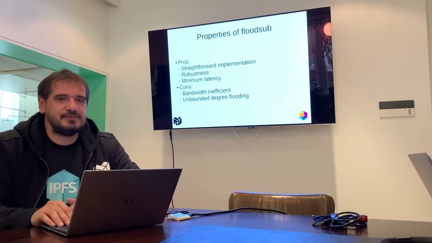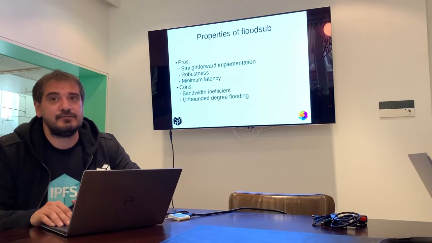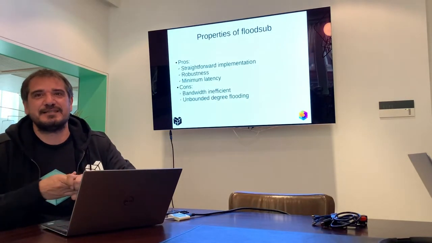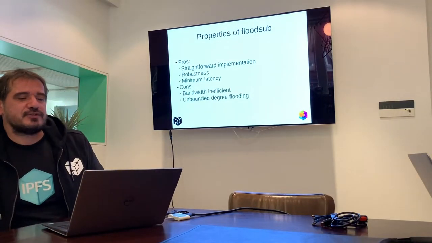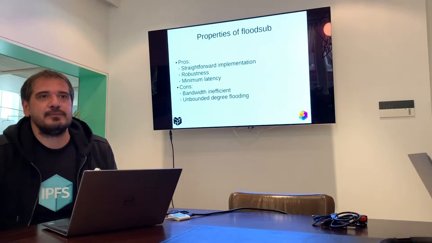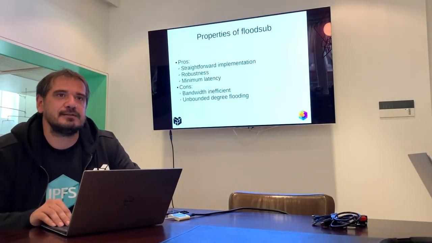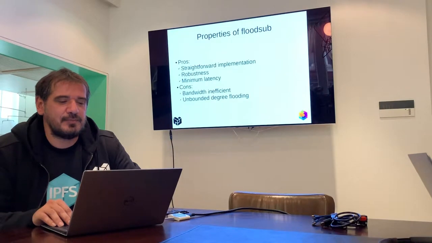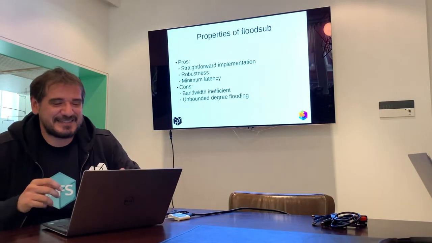Okay, so it has some good characteristics. It's a straightforward implementation. It's really trivial to implement and it's very robust. You really can't do anything to break PubSub. I mean, it will keep sending messages no matter what. And because it flat routes the messages, it is guaranteed to follow the minimum latency paths, so we're going to have the minimum latency in delivering the messages. The problem is that it doesn't only follow the minimum latency paths, it follows all paths.